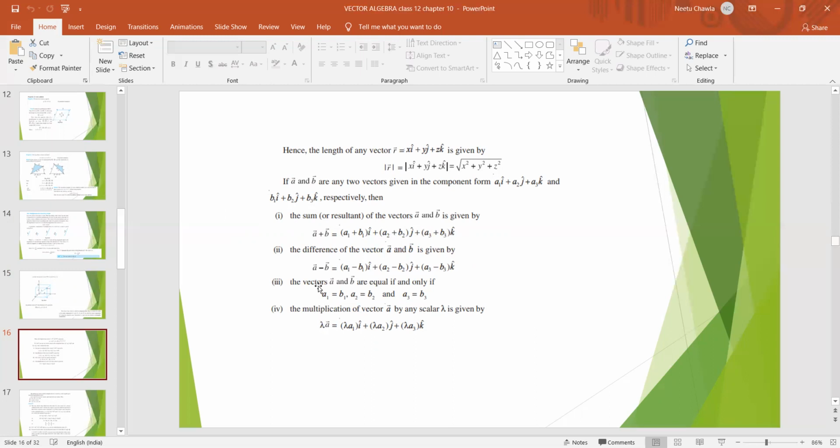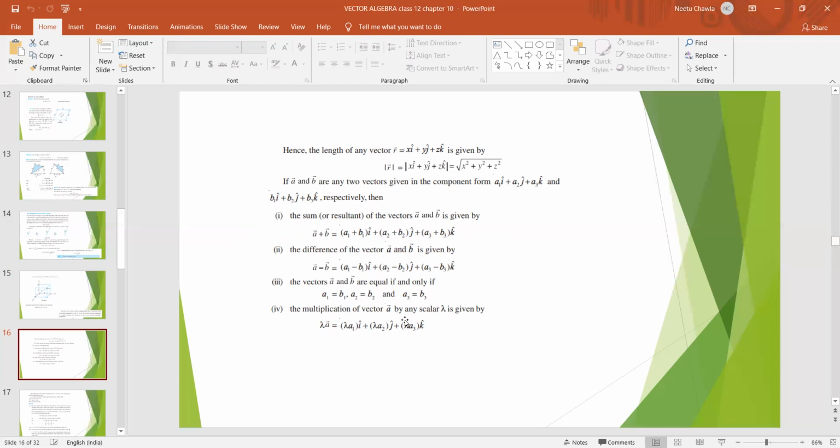Now, what will the condition be for the vectors to be equal? How will they be equal? When A1 should be equal to B1, means the i component should be equal to the i component. J component means A2 should be equal to B2 and A3 should be equal to B3.